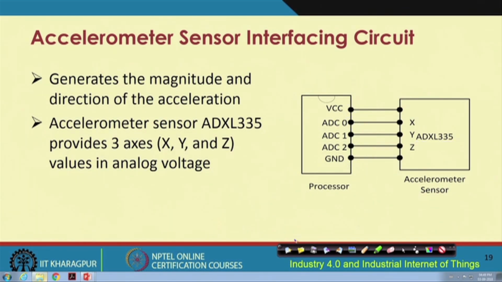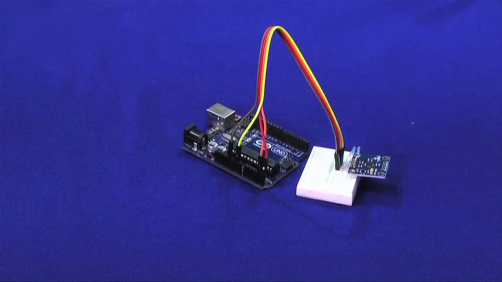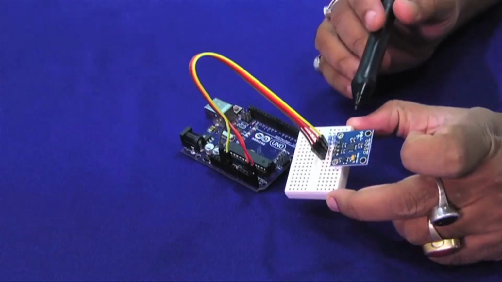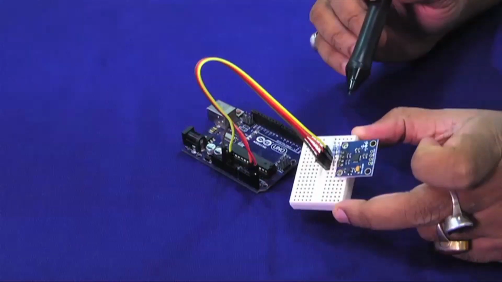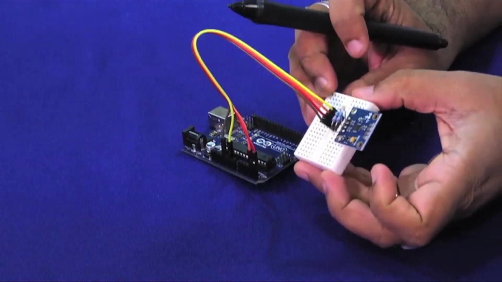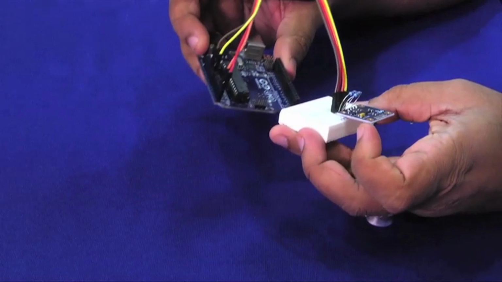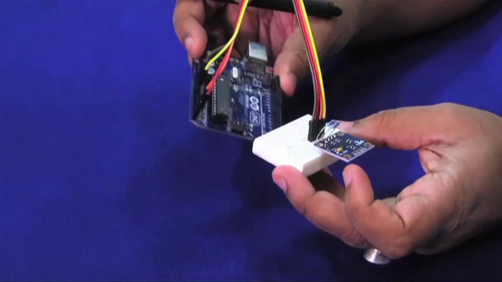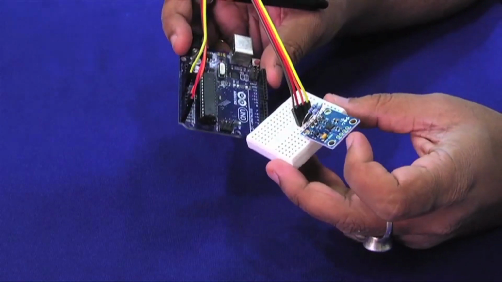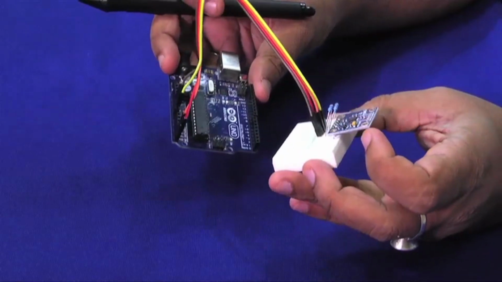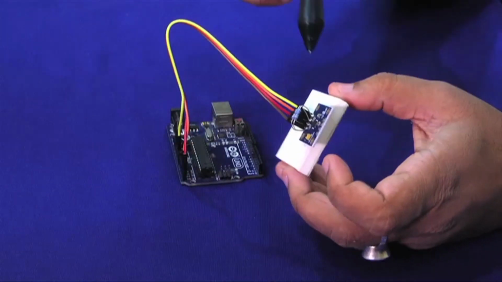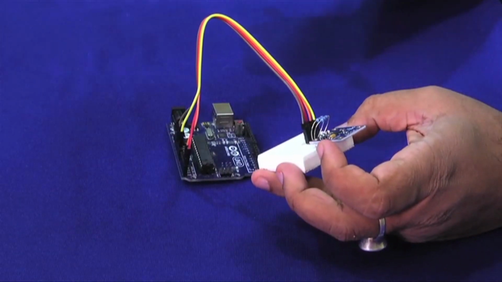So, let me show you the example of an accelerometer sensor over here. This is an accelerometer sensor. It is a little small, so you will not be able to see it very well, but I think this will give you a fair enough idea if I tell you about how this pin configuration works.